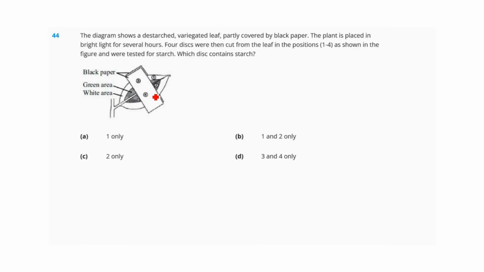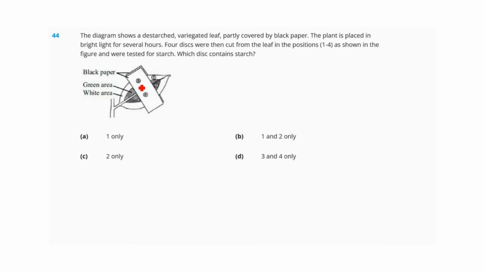Which disc contains starch? So we know the portion of the leaf that will get enough sunlight so that it can produce its own food will have starch, right? So here we can see this is the green area, this is the white area, and this part is covered with the black paper, right? As this part is white, it won't produce any food.